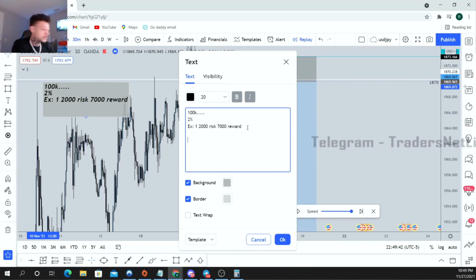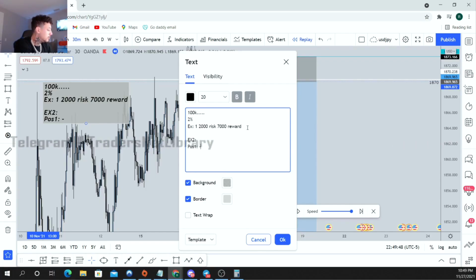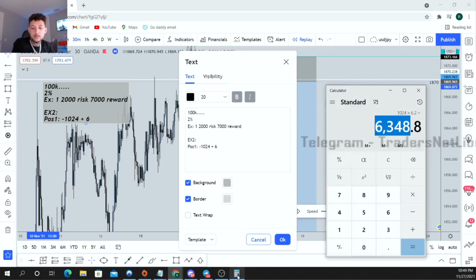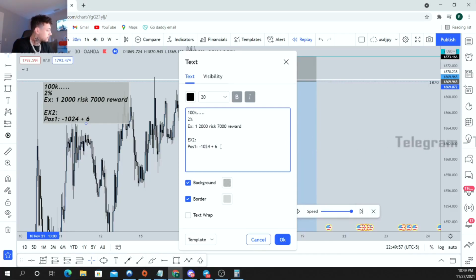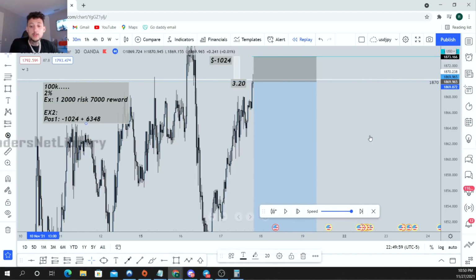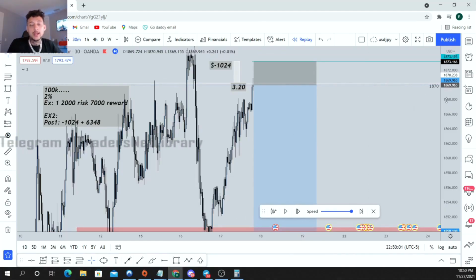Now, let's actually enter this. So, example number 2, position 1, we're risking minus 1024 to potentially gain $6,348. So again, notice how just by splitting your positions in half, you could potentially minimize your risk and increase your reward, because you knew already that this is a trade setup you wanted to take. You wanted to sell at this resistance.